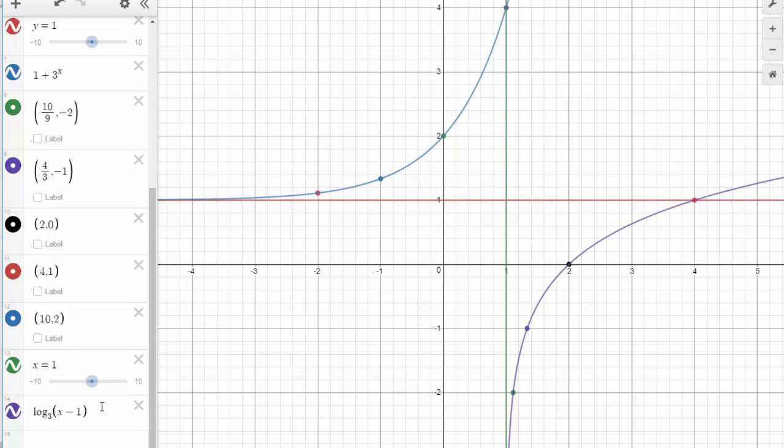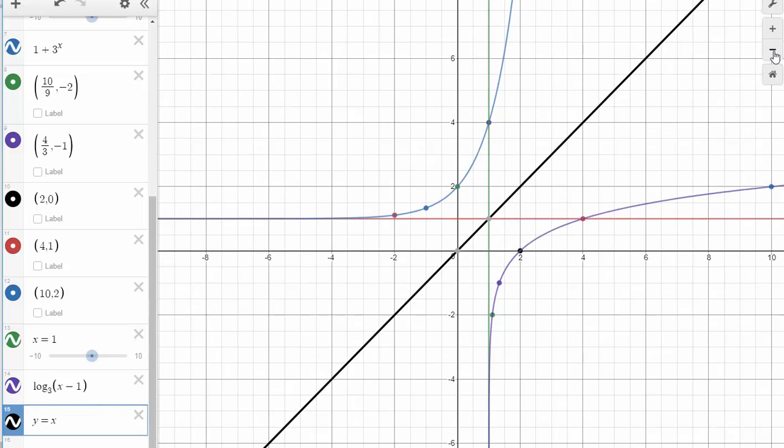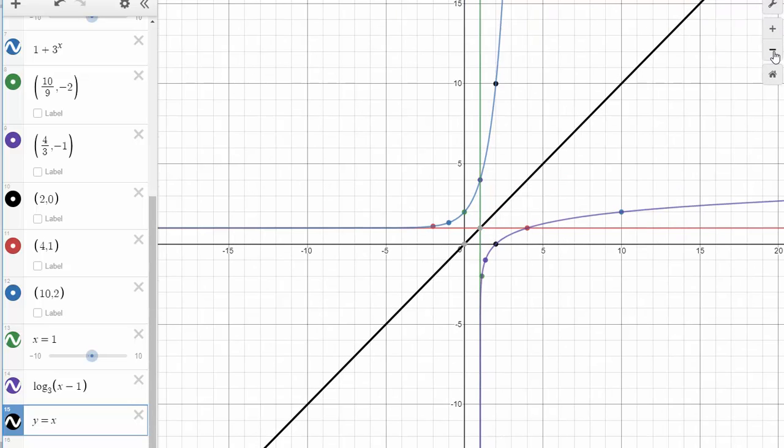And if you also graph the bisector of the first quadrant, y equals x, you can definitely see right here that the two curves are symmetric around that. And each one of the points has a corresponding point on the initial function that has the x and the y coordinates flipped.